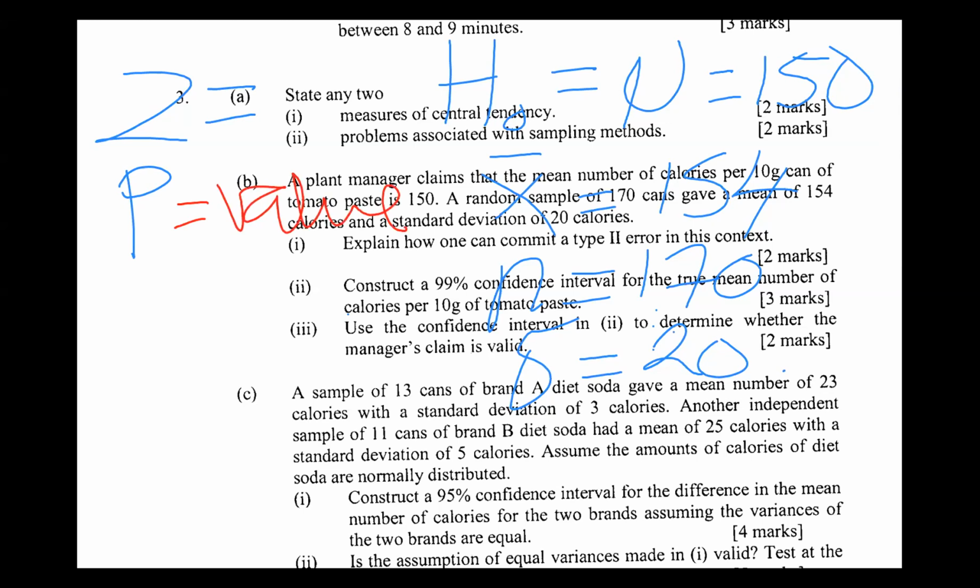From the p-value, you can use the confidence interval. Okay, you can use the confidence interval to test the validity of this statement. In this question, we'll try to use both of them so that you can at least have the idea of what is going on.